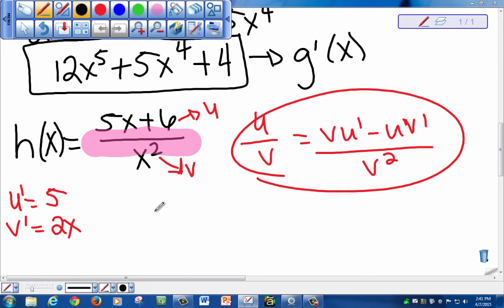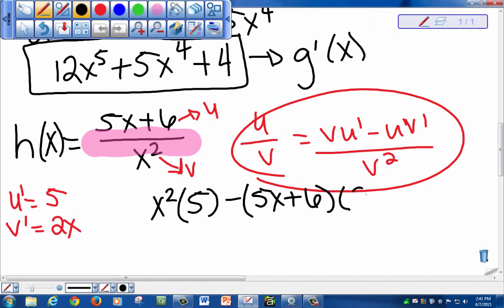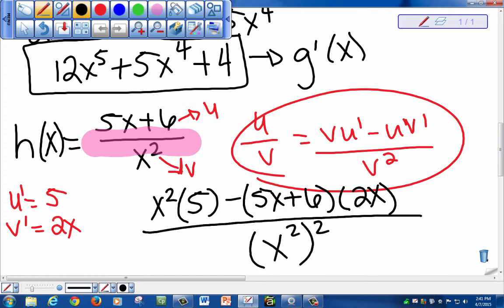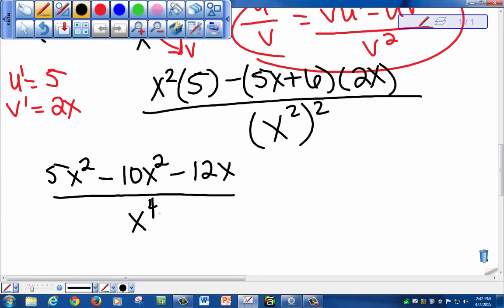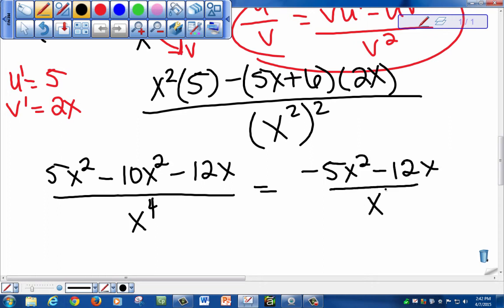So we have x squared times 5 minus 5x plus 6 times 2x all over x squared squared. Now you do your algebra. You get 5x squared minus 10x squared minus 12x all over x to the 4th. Collect like terms. We get negative 5x squared minus 12x divided by x to the 4th.